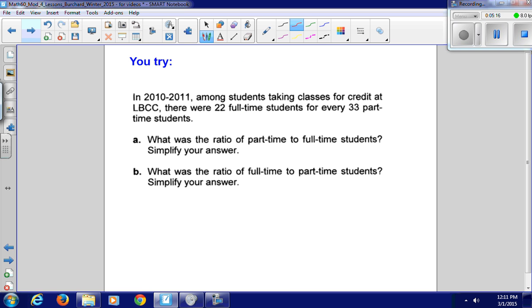So try this one on your own before we go on to the next slide. This one says, in 2010-2011, among students taking classes for credit at LBCC, there were 22 full-time students for every 33 part-time students. A asks what was the ratio of part-time to full-time students, and B asks what's the ratio of full-time to part-time students. So pause the video here and try this one on your own before you go on with the video.